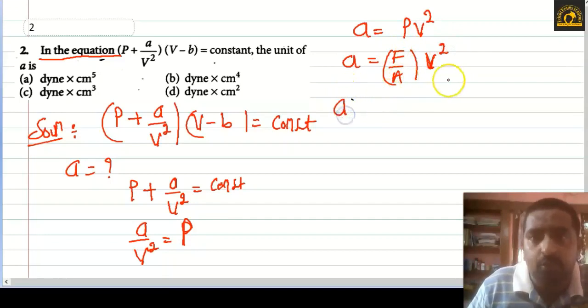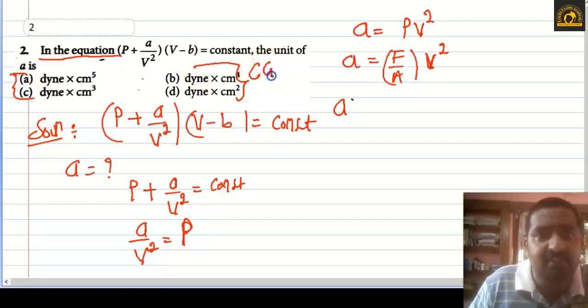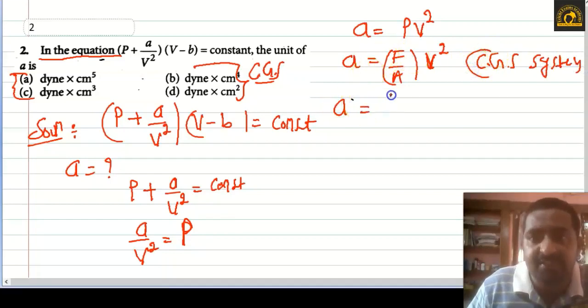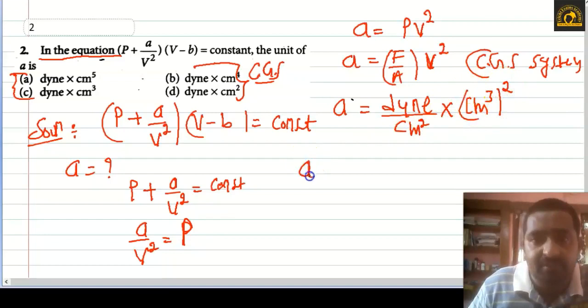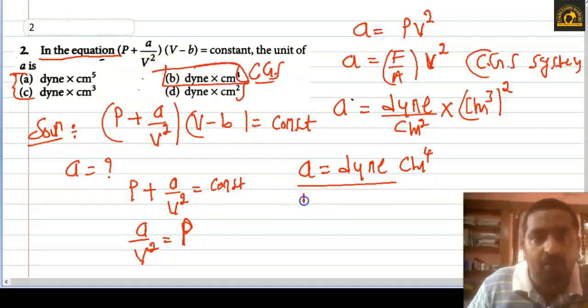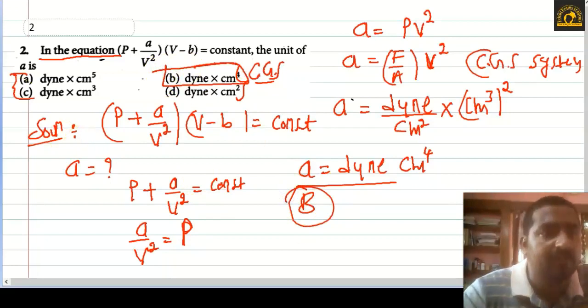So then A is equal to, okay, the options are given in the CGS system. So then you have to put the CGS system. What is the force unit in the CGS system? Dyne is the unit in the CGS system. Area is centimeter square, into centimeter cube whole to the power of square. After simplifying, A is equal to dyne centimeter 4. Which is matching for this solution? That is option B. Option B is the matching answer.